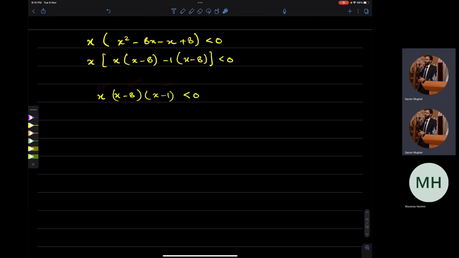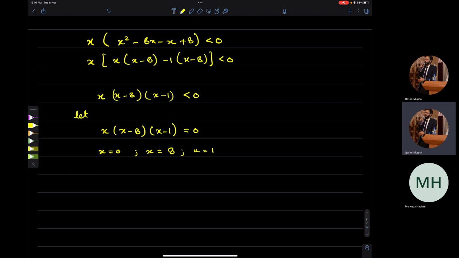Right, now I have 3 factors. Now let x into x minus 8, x minus 1 equal 0. From here, I have x equals 0, x equals 8, x equals 1. What's the smallest one here? 0. What's the largest one? 8. So the solution is going to be between 0 and 8. Check the answer.